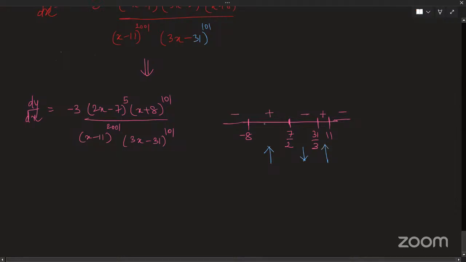What about this? It will increase. And from 11 to infinity, it will again decrease. Similarly, from -infinity to -8, it will decrease. So it will act something like this. Great. Clear? Yes, sir. Okay, great.